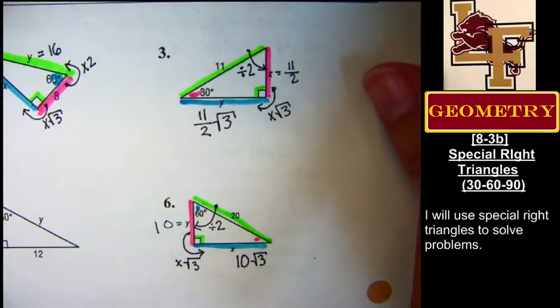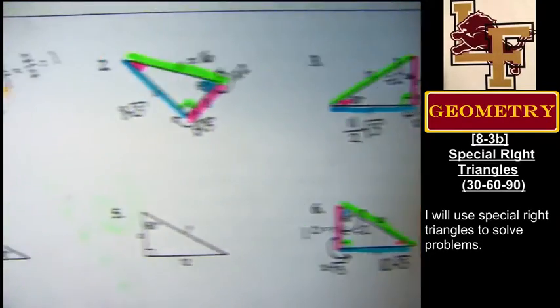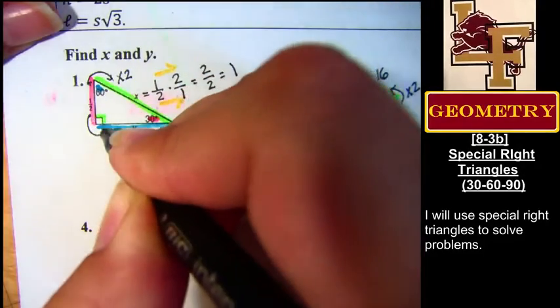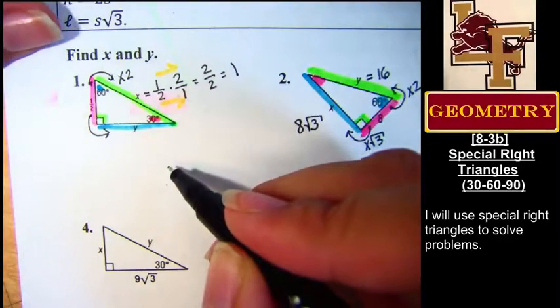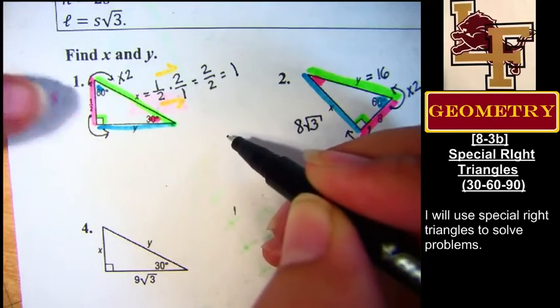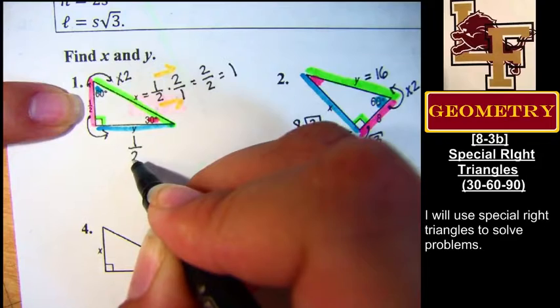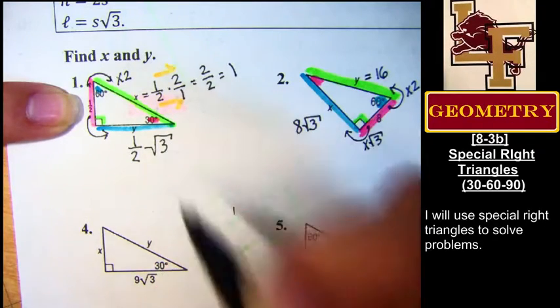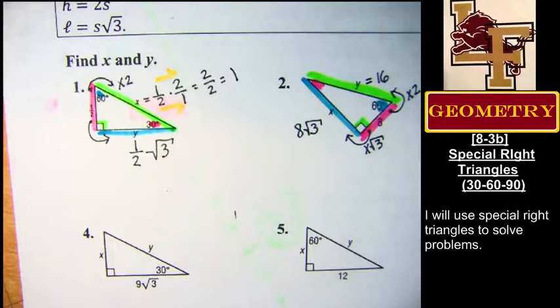Let's slide over to number 1. From short side to long side. What's the pattern? Times square root 3. Short side is 1/2. So long side is 1/2 times square root 3. And we done.